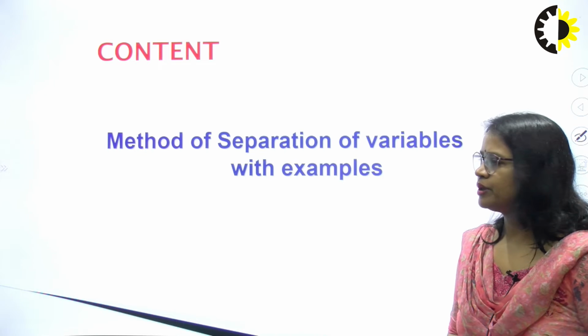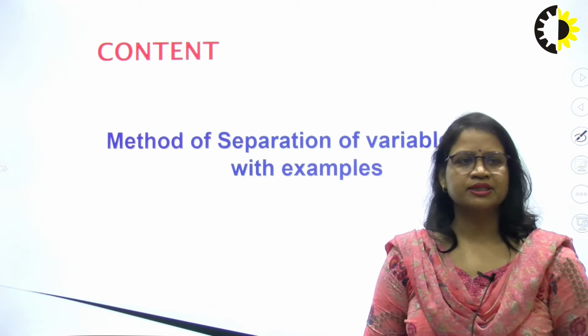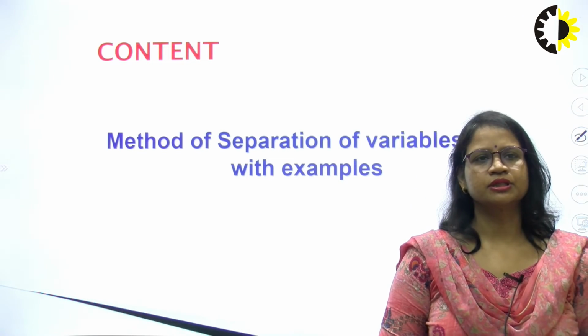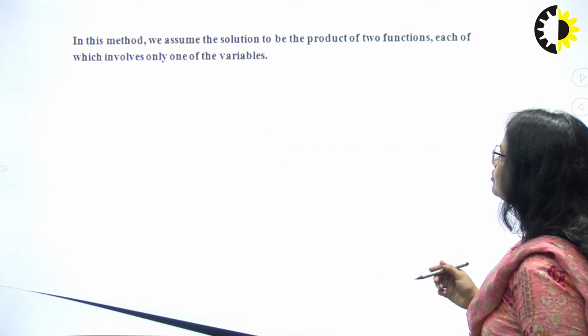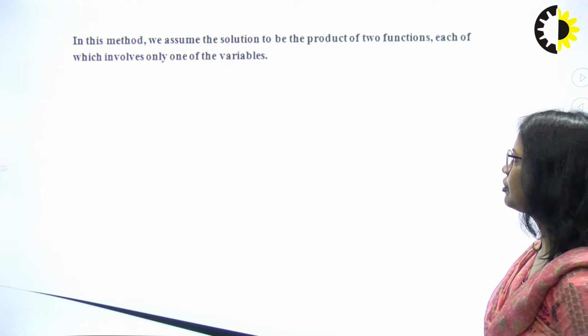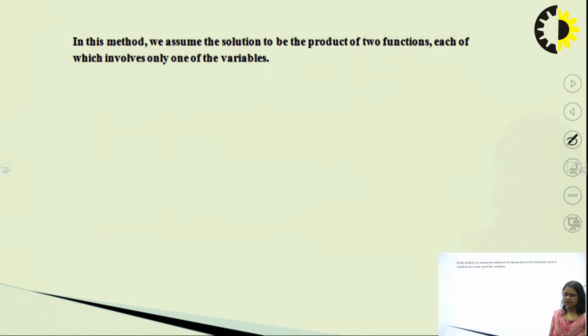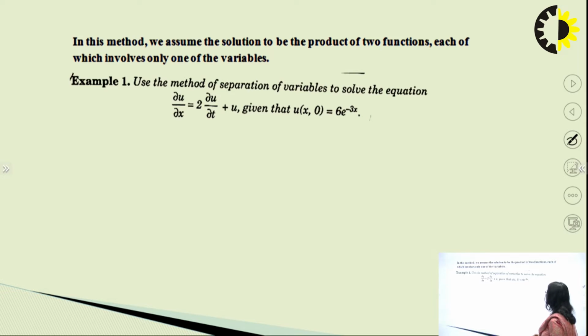The contents of today's topic are the method of separation of variables, with some examples that will be discussed. In this method, we assume that the solution will be the product of two functions, each of which involves only one of the variables. Sometimes there is a problem when we solve partial differential equations, so we want the equation to be converted in such a manner that it is easy to solve. This particular method converts partial differential equations into ordinary differential equations, which are much simpler to solve. So, let us consider the first example to understand the process.